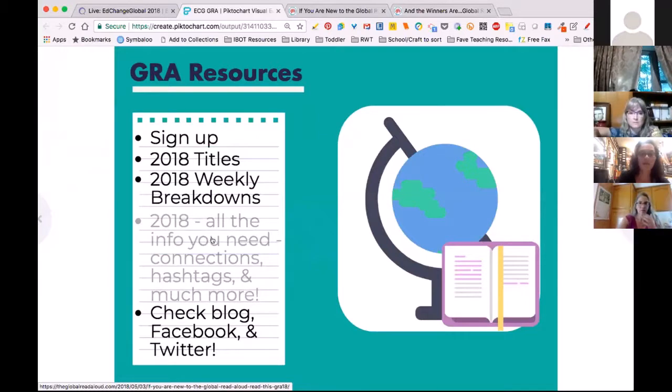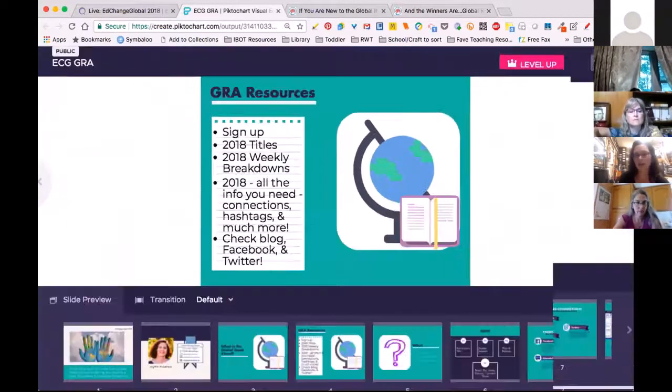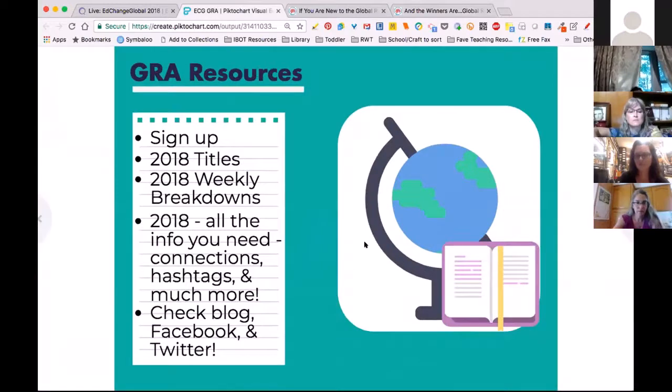Okay. And then this was the other page I just showed that has all the information about how to sign up, if you're new to it, and the hashtags. GRA18 is going to be the main hashtag for this year, but there are also individual hashtags for different books, which I'll mention in a little bit too. And then her blog, Twitter, and Facebook have more information as well.